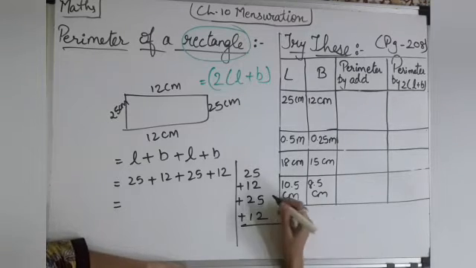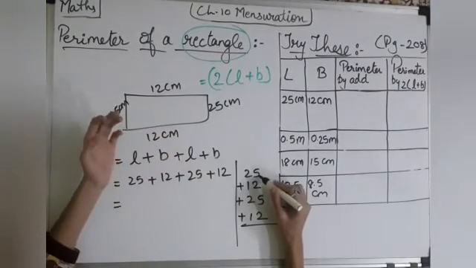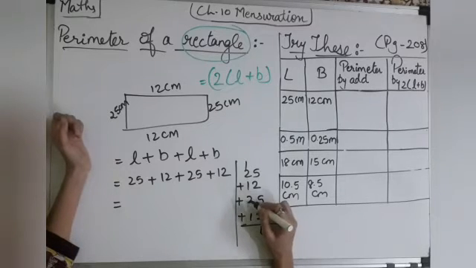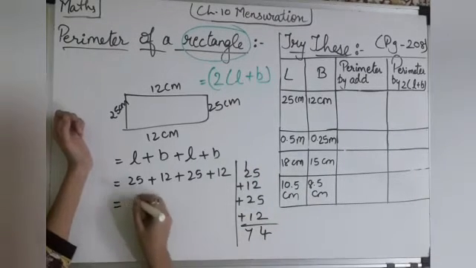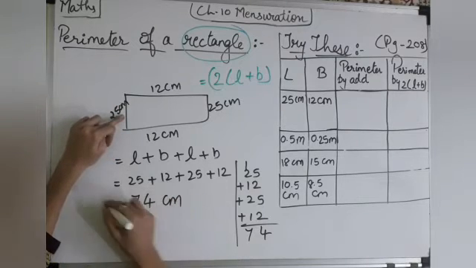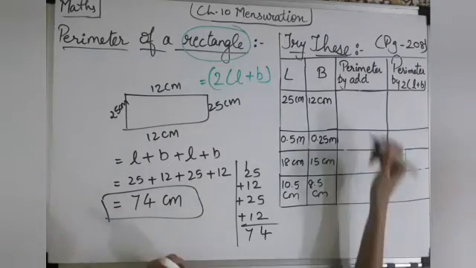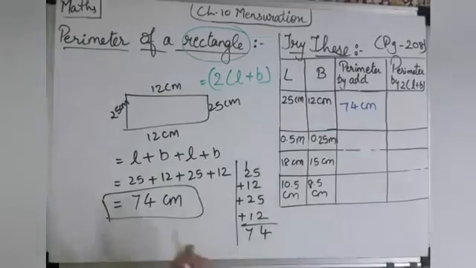5 plus 2 is 7, 7 plus 2 is 9, 9 plus 5 is 14. 1 plus 2 is 3, 3 plus 1 is 4, 4 plus 2 is 6, and 6 plus 1 is 7. 74, we got the answer. As it is written in centimeters, we'll write the answer in centimeter. 74 centimeter, we got the answer. So by adding we got 74 centimeter.